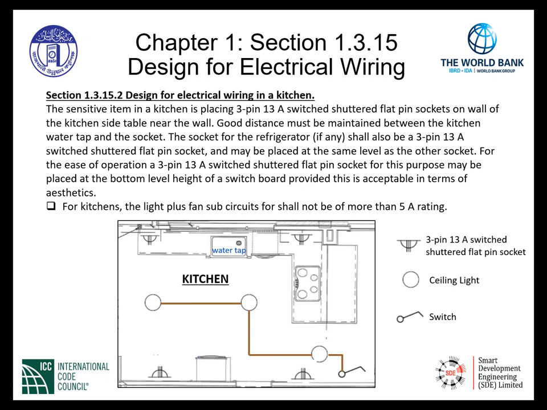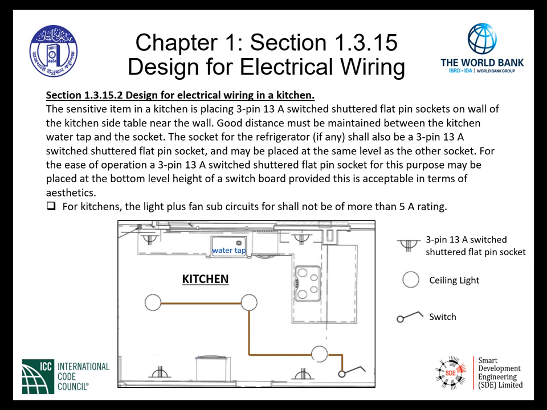The socket for the refrigerator, if any, shall also be a 3-pin 13 amp switch shuttered flat pin socket and may be placed at the same level as the other socket. For the ease of operation, a 3-pin 13 amp switch shuttered pin socket for this purpose may be placed at the bottom level height of a switchboard, provided this is acceptable in terms of aesthetics. For kitchens, the light plus fan subcircuits shall be of not more than 5 amp rating.